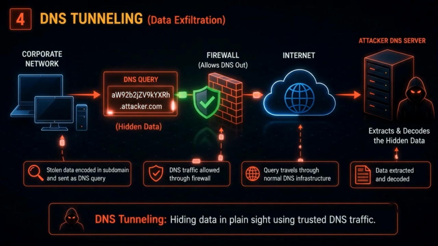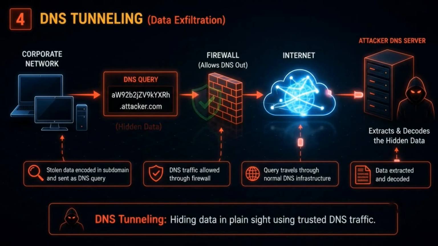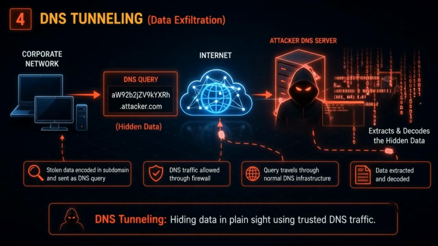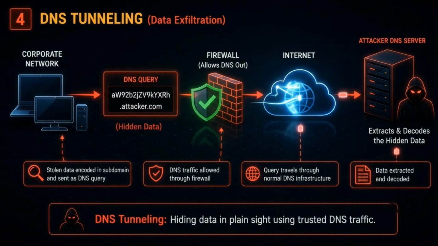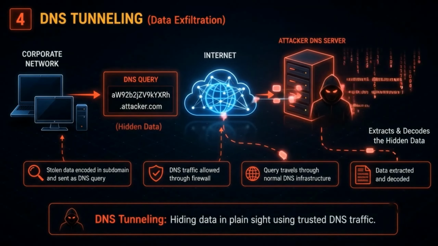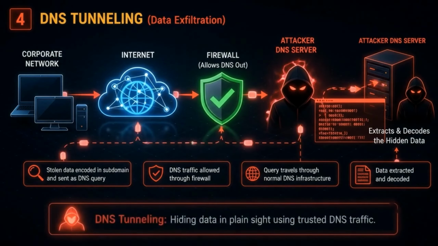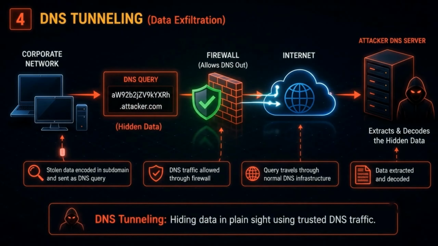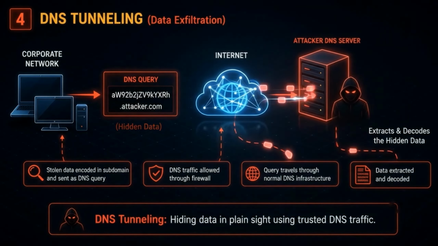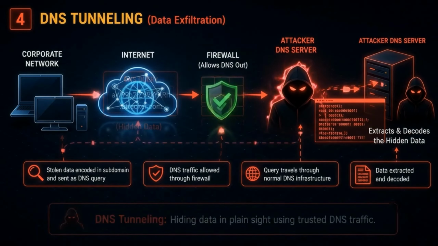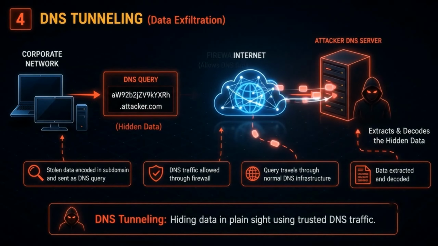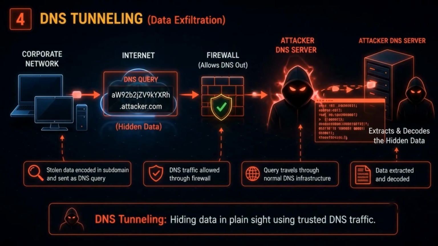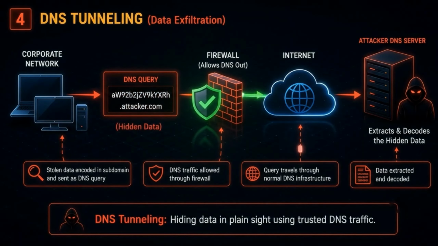But attackers found a way to abuse them. Here is how. Every computer on the internet is allowed to send DNS requests. If DNS stops, the internet basically stops. So firewalls almost always allow DNS traffic. Attackers take advantage of this trust. Instead of stealing data through suspicious connections, they hide the stolen data inside DNS requests. One small piece at a time.